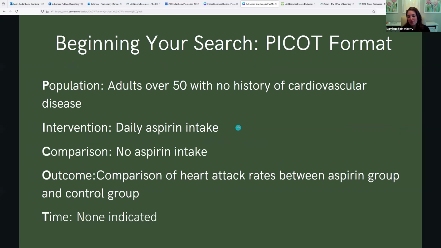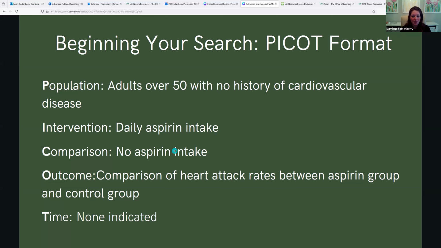I don't know how many people are familiar with PICO, but PICO stands for population, intervention, comparison, outcome, and time, if that is indicated. Often it is not, but it does exist as a part of the question if needed. So in our question, for example, we had our population, which was specifically adults over 50 years old with no history of any cardiovascular disease. We had our intervention, which was daily aspirin intake. So something to look at.